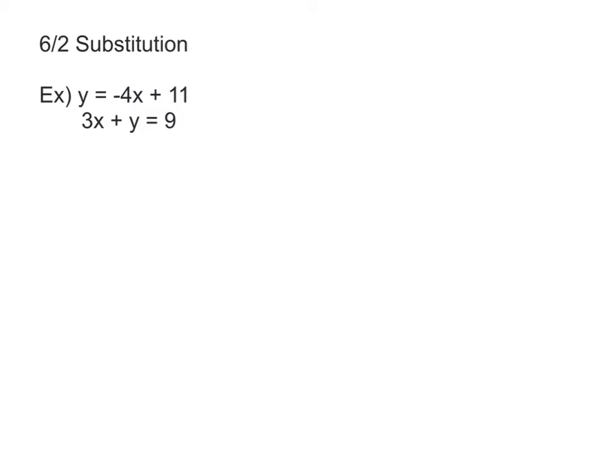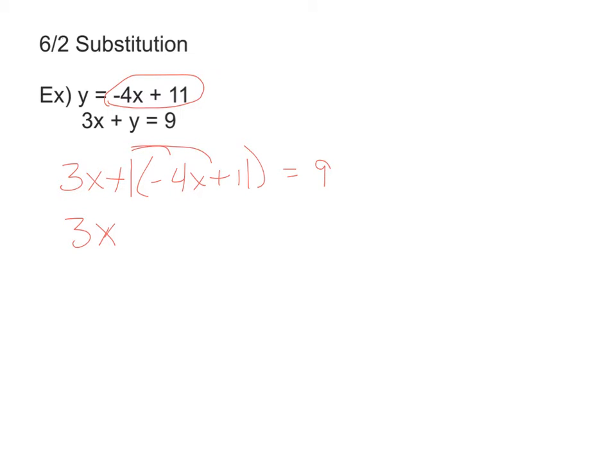In this first example, notice y is by itself and it says it equals negative 4x plus 11. So therefore, we can plug in negative 4x plus 11 in for y. So when I do that, I'm going to have 3x plus negative 4x plus 11 equal to 9. Normally, there's a number in front of where you plug in. In this case, there isn't one, so we just assume it's 1. So I can distribute that 1. And when I do that, I still have 3x minus 4x plus 11 equals 9.